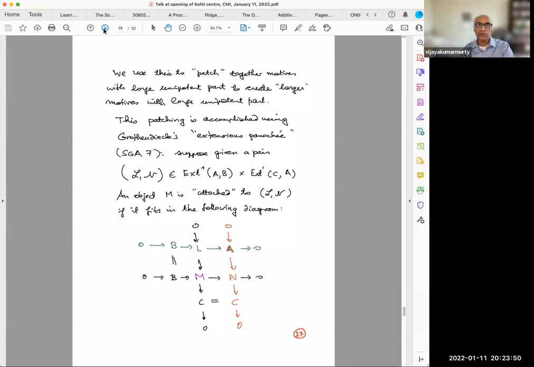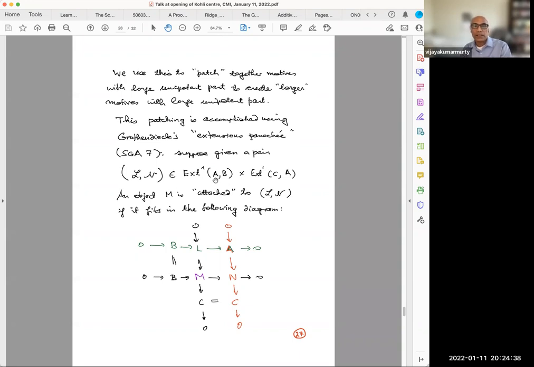What we do now to construct a motive that has zeta(3), log 2, and pi is we use a construction of Grothendieck called extension panachée that appears in SGA 7. It's a way of patching together extensions. Suppose I have an extension of A by B that looks like this, and an extension of C by A that looks like this. Then a mixed, or patched together, extension is an object M that fits into this kind of sequence, where I use this one and repeat B, and here I repeat C.